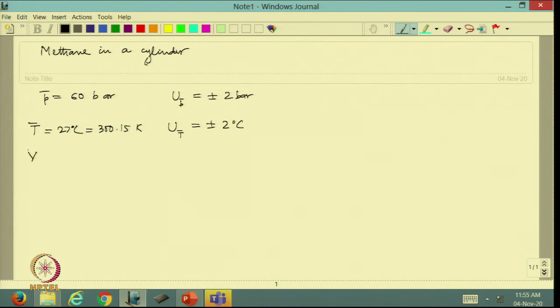Then we have the volume of the cylinder. Mean volume is given as 65 liters, which is 0.065 meter cube, and uncertainty in the volume is given as 0.2 liters, which is 0.0002 cubic meters. So, this is all the information we have, and we are asked what is the mean value of the mass and what is the expanded uncertainty in the mass.